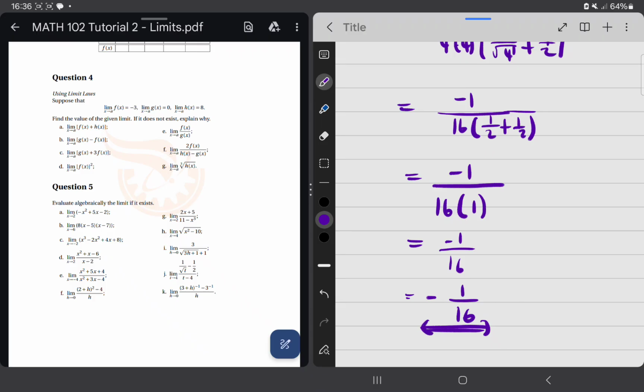And now we are only left with one more question and we are done. Well done. You've been very good. Now let's do the last one and we are done.